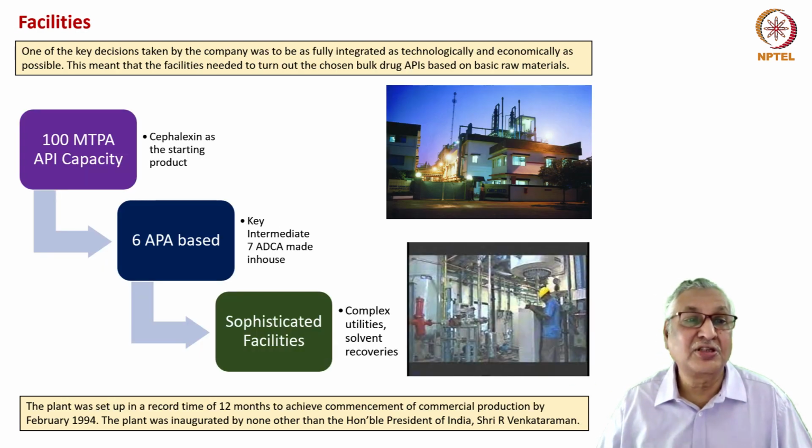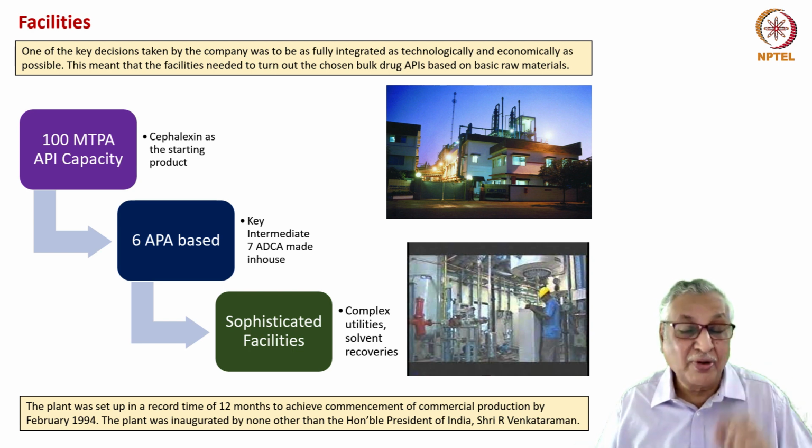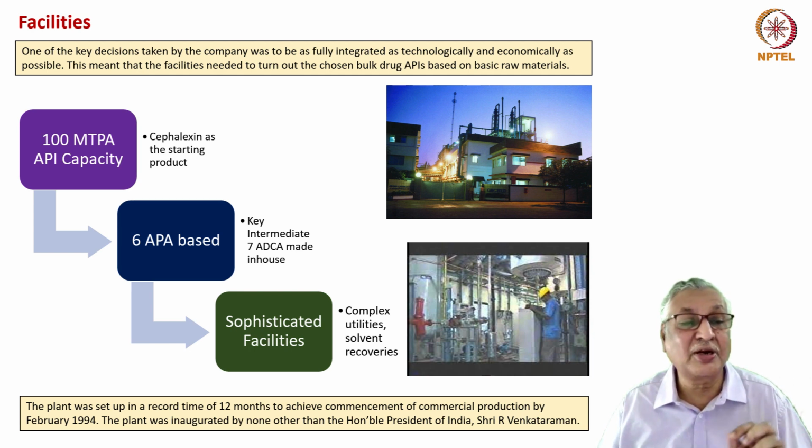The fourth aspect, the facilities. One of the key decisions taken by the company at the time of inception was to be as fully integrated as technologically and economically possible at that point of time. This meant that the facilities needed to turn out the chosen bulk drug APIs based on basic raw materials. So the plant was set up to manufacture Ceflexin as the starting product with 100 metric tons per annum capacity. At its peak, this capacity grew to 1,200 metric tons in a manner of molecule equivalence.